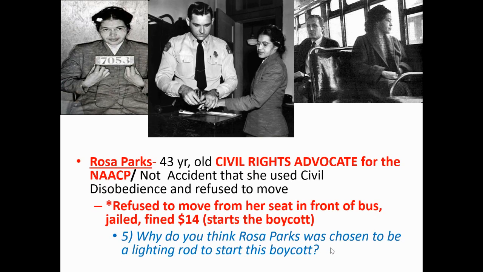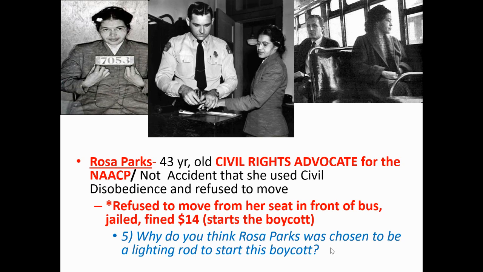Now, it all begins with Rosa Parks. She is a 43-year-old civil rights advocate for the NAACP. She was not just a little old lady coming home from work one day and she felt tired. Okay. This was not an accident, right? She was chosen to be the face of this movement, right? So she refused to move from her seat in the front of the bus. She was jailed and fined $14. Now you might say, oh, well, it's $14. Well, $14 in money back then would be about $90 a day. So imagine paying $90 because you sat in the wrong seat, right?